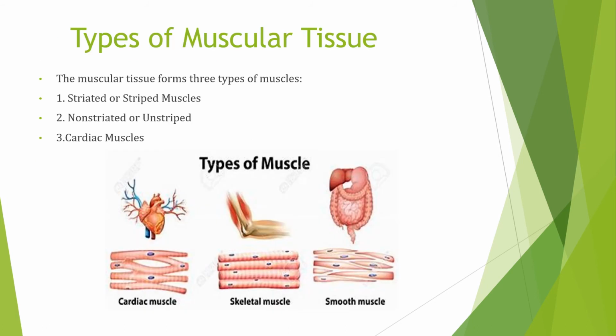Three types of muscular tissue form three types of muscles. They are striated or striped muscles, non-striated or unstriped muscles, and the last one is cardiac muscles. Figure आप देख सकते हैं. Cardiac muscles, skeletal muscles and the smooth muscles की.